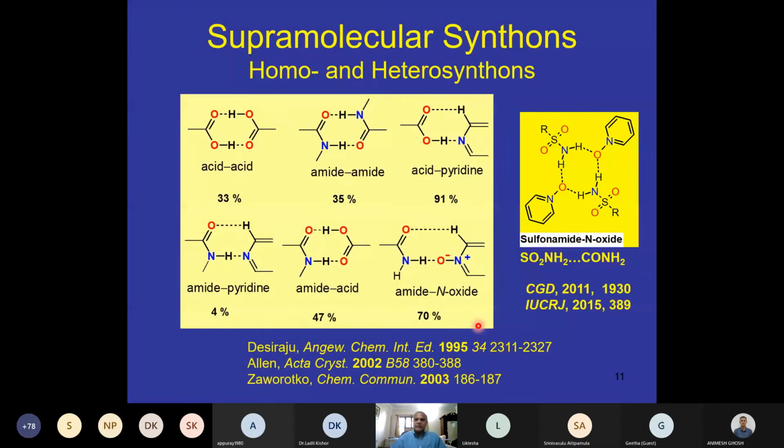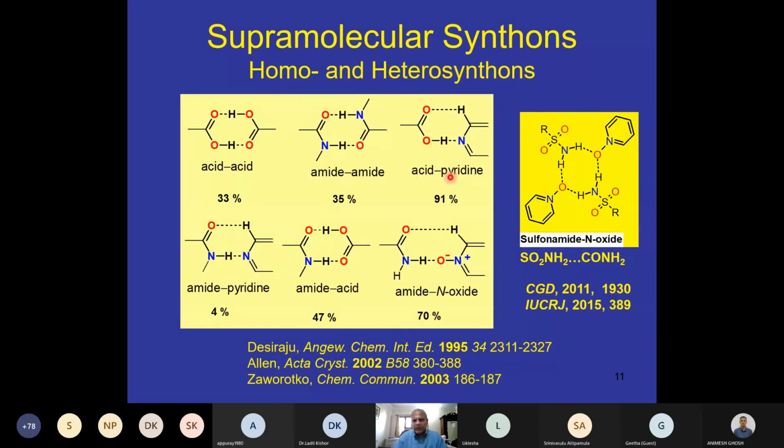So here comes the rational design part of crystal engineering, and here I have shown different synthons, and heterosynthon and homosynthon is the nomenclature used. Homosynthon is the hydrogen bond dimer motif between two functional groups which are the same, which is acid-acid or amide-amide. So that's referred to as a homosynthon.